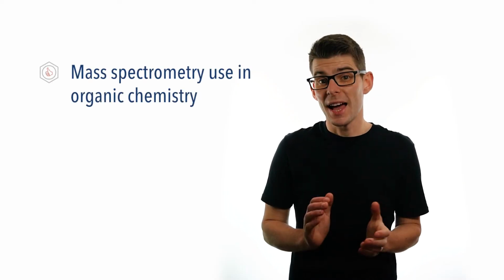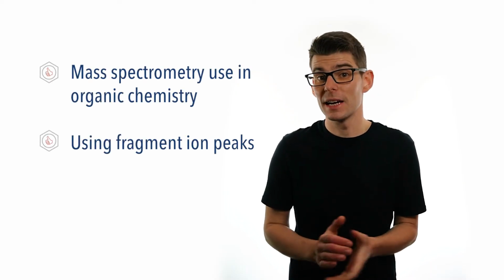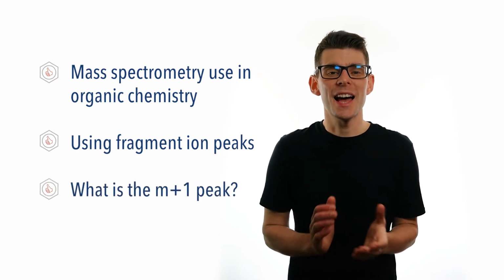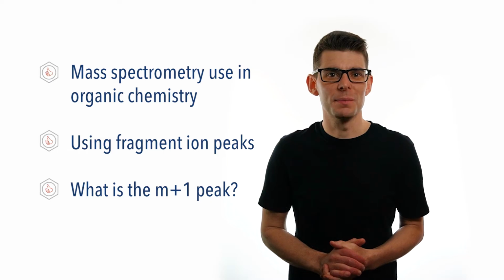In this video, we're going to look at mass spectrometry and how it can be used as an analytical tool in organic chemistry. We're going to talk about what mass spectrometry can tell us about organic compounds, how fragmentation patterns can help identify structures, what the M+1 peak is, and go through a couple of examples.